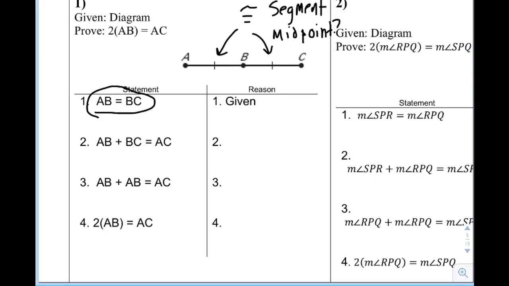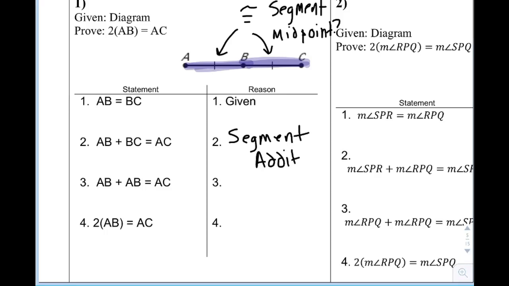So we're going to start out, let's look at our second statement here. We've got AB, that's the first part, plus BC, that's the second part, equals AC, the entire thing, the whole part. To me, that sounds like segment addition. So we know that we've set up a true statement with the segment addition. And this is where your flashcards from Block 1 are really going to come in handy to review some of these older geometry properties.